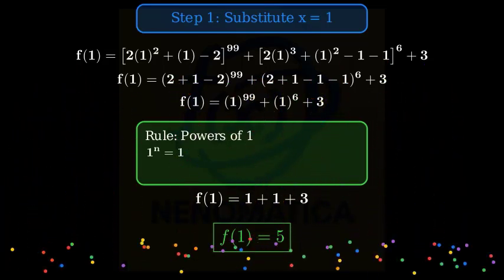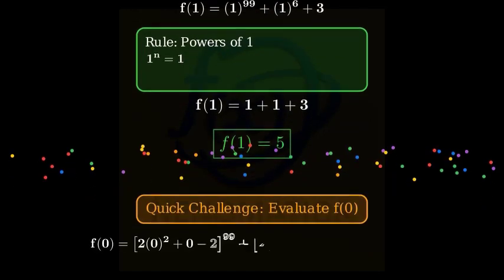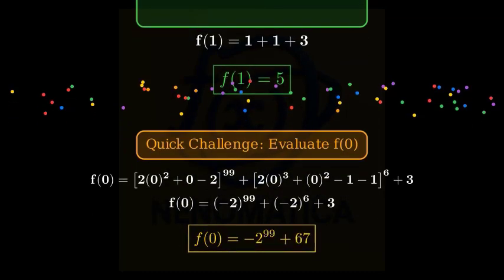Quick challenge for you. Try evaluating f(0) using the same substitution idea. Pause if you need a moment. Now, let's reveal the steps and the result. Plugging in x = 0 gives [2 times 0 squared + 0 - 2]^99 + [2 times 0 cubed + 0 squared - 1]^6 + 3. That simplifies to (-2)^99 + (-2)^6 + 3, which is -2^99 + 64 + 3 equals -2^99 + 67.